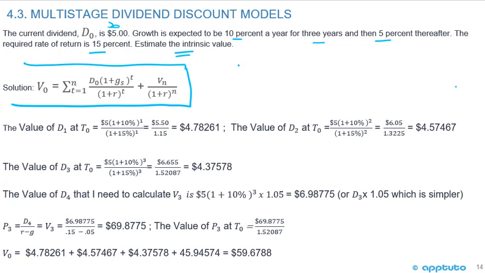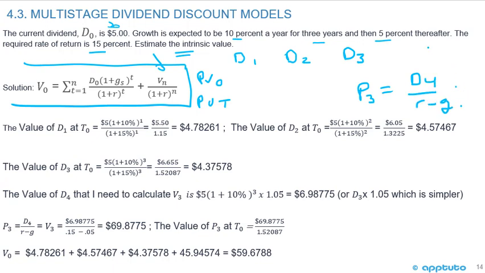Let's just think about what we need to do. We need D1, D2, and D3, because we're going to calculate the present value of the dividends, okay? We also need the present value of the terminal value. For the terminal value, we're going to use the Gordon growth rate model, okay? So we're going to calculate P3, which equals D4 over R minus G, okay? And we know G at that point is going to be 5%.